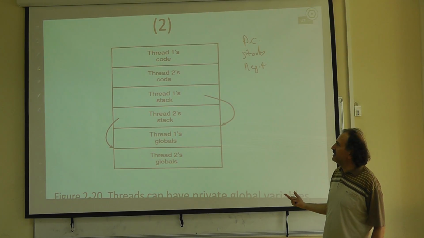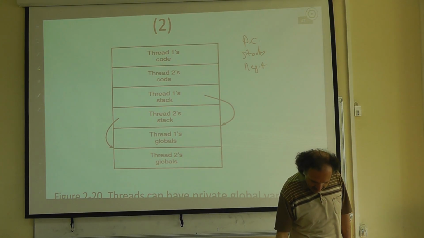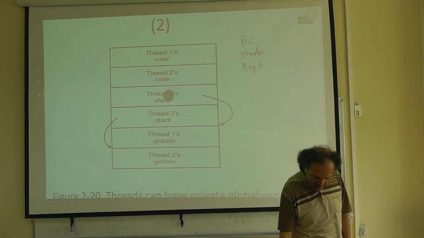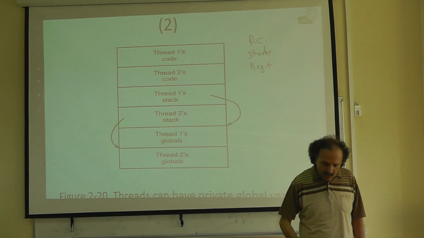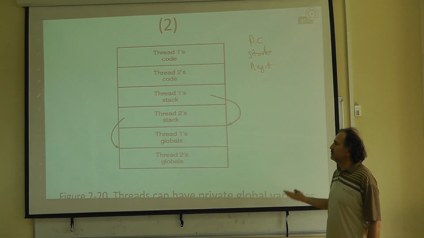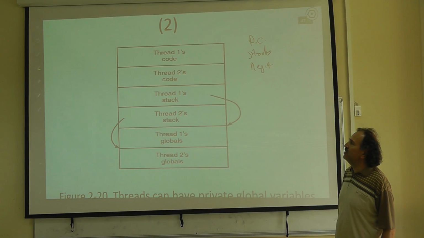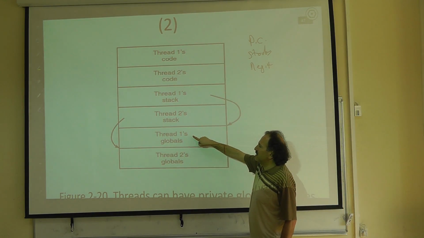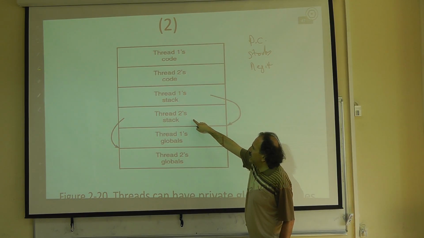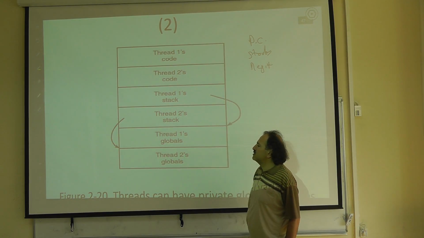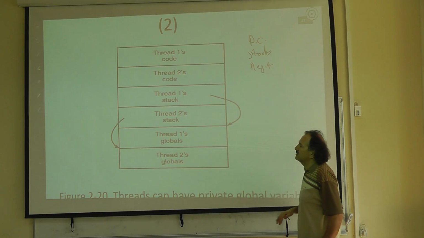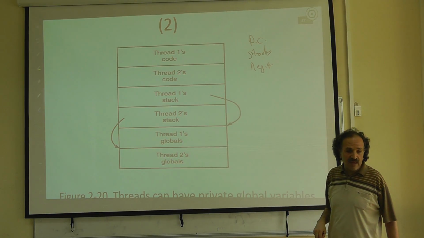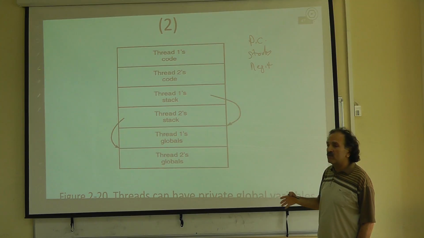The idea here is that, let's say, thread one has its own stack, then thread one should have its own global variables too. So that's what they did. Each thread should have its own global variables. So if thread one is modifying a global variable, it is modifying its own global variable. Thread two has its own stack and its own global variable space. So that's one of the solutions for this problem.